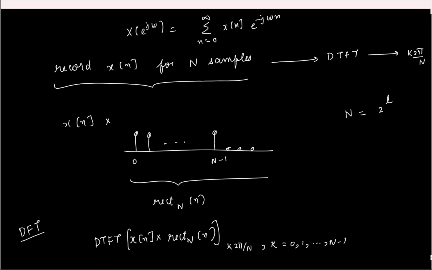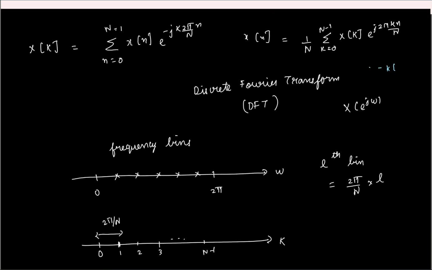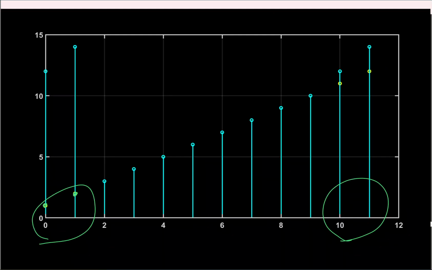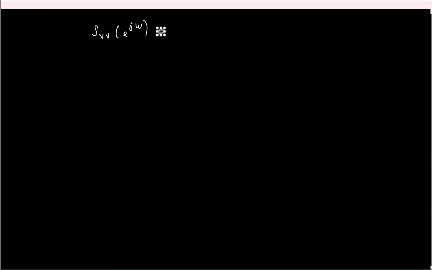There? Okay, yeah. 1 by n factor is there. No, there is no 1 by n factor in frequency, right? Inverse you'll have. But even in the original DTFT inverse, you had 1 by 2 pi. Okay?